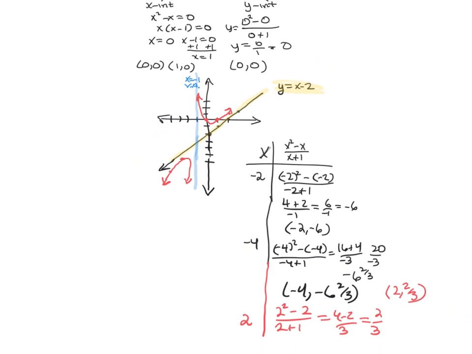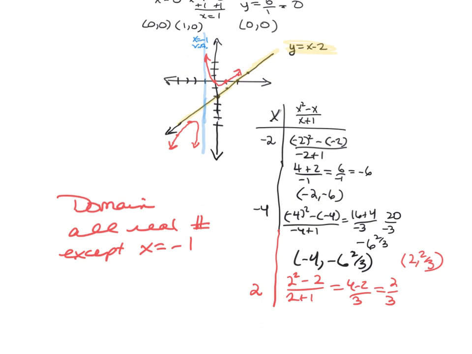The domain in words would be all real numbers except when x equals negative 1. And then we also have from negative infinity to negative 1 unioned with negative 1 to infinity. And that would be the interval notation for that domain.